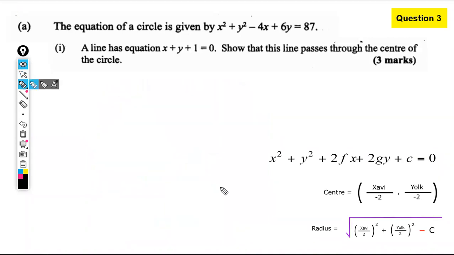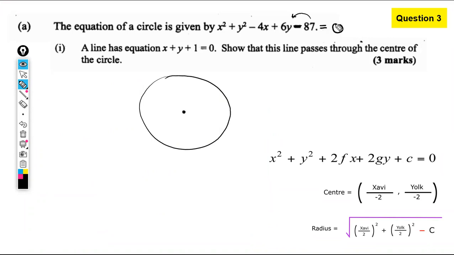All circles must have a center. So let me draw a little circle here. Let's get the center coordinates. First of all, let's draw a cross this positive 87 to get minus 87, right? Just another quick fix there, all right? So I'll change it to minus 87.